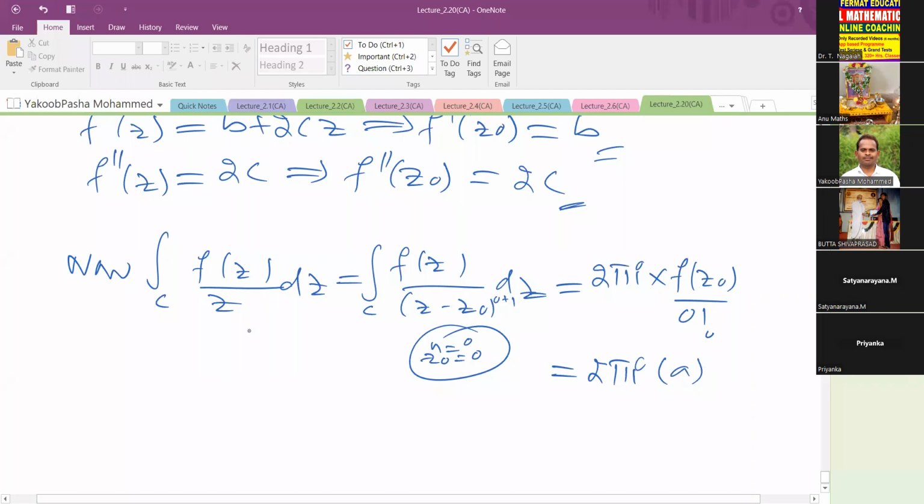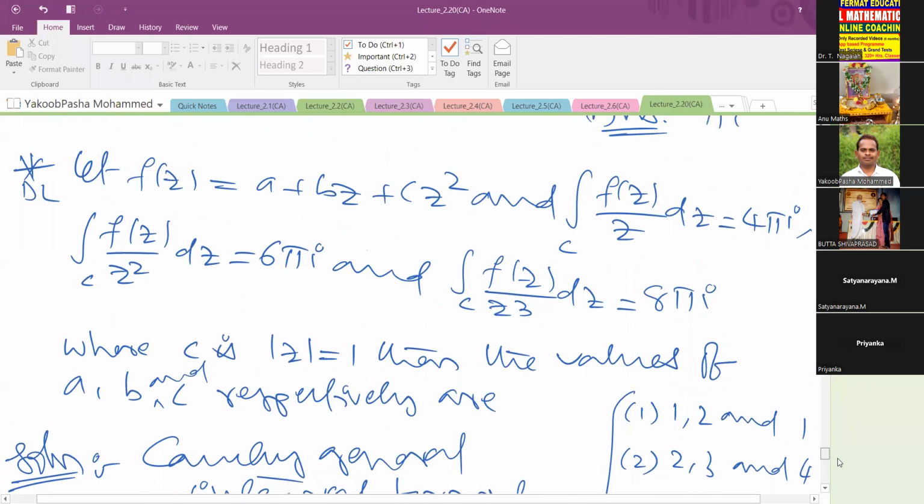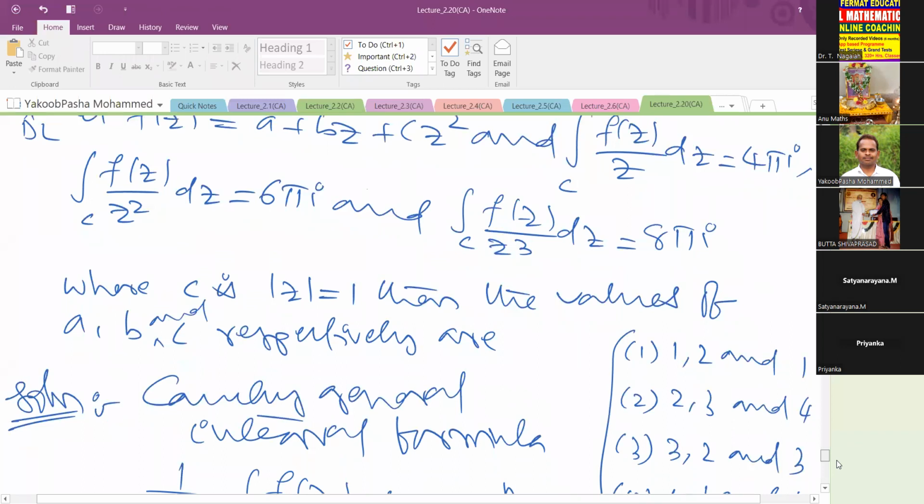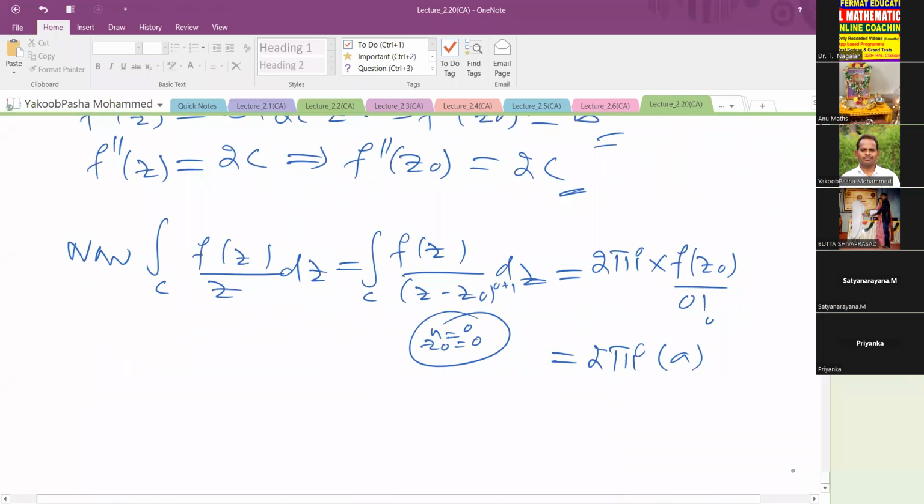Actually, we are given integral over C of f of Z by Z into dz is equal to 4 pi I.